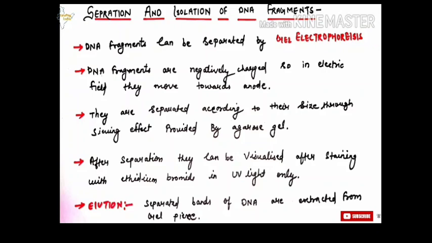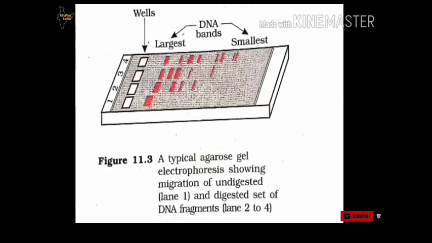The separated bands of DNA are cut out from the agarose gel and extracted from the gel piece. Now we have the separate and pure bands of DNA. This step is known as elution. The DNA fragments purified in this way are used in constructing recombinant DNA by joining them with cloning vectors.